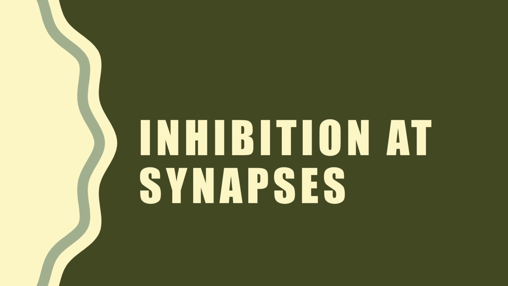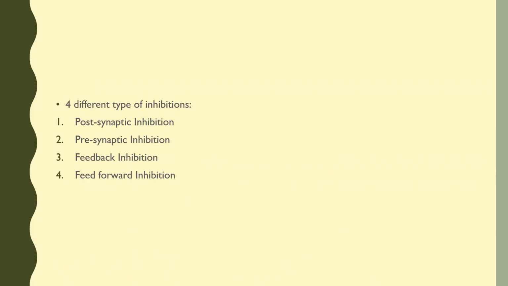Last night I uploaded a few of the videos on the topic of synapse, and as I said, while converting those narrated slides into videos, certain parts were somehow missing. Of those missing parts, the most important one is inhibition at the synapse. There are four types of inhibition at the synapse. This one I will try to cover.